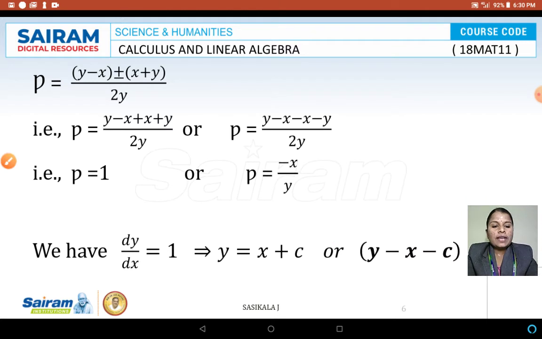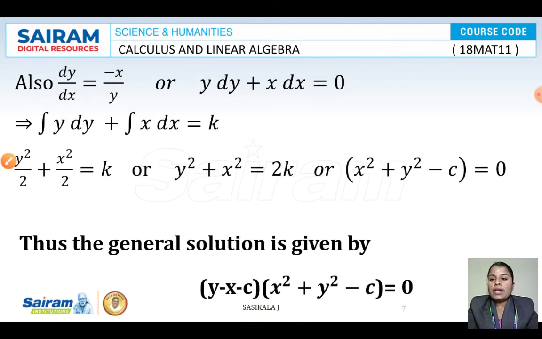So now what is that? You can see that dy by dx is equal to minus x by y. Or you can do the variable separable method. Cross multiply: y into dy is minus x into dx. That minus x will come to the left side, so plus x into dx is equal to 0. That means integrate. So integration of y dy plus integration of x dx is equal to k. Now integration of y will be y squared by 2 plus x squared by 2 is equal to k, or y squared plus x squared equal to 2k.